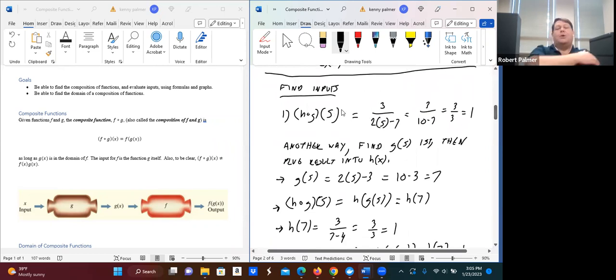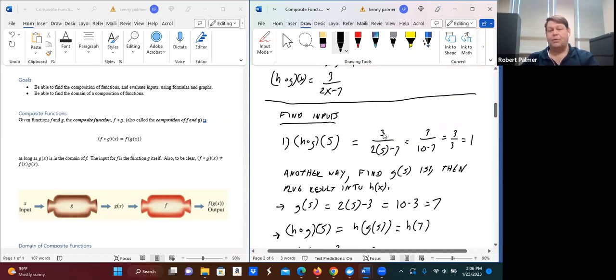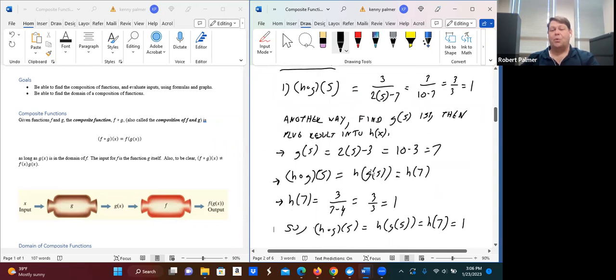So you can do it either way. You can either create your composite function, if you haven't already, and then do your inputs, or you can do your inputs in order. So plug the value into the first function, do that, then take that number, plug it in the second function, and do that.